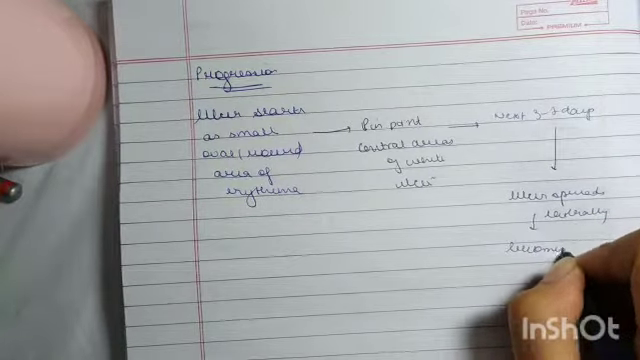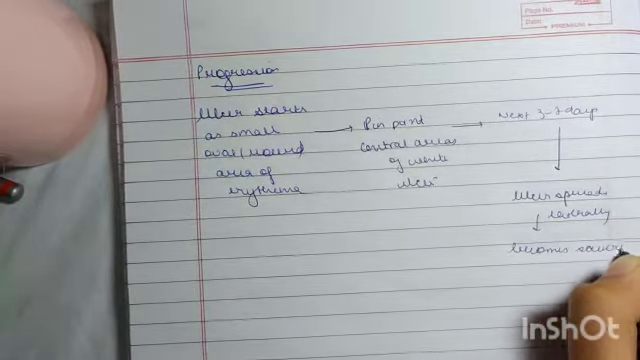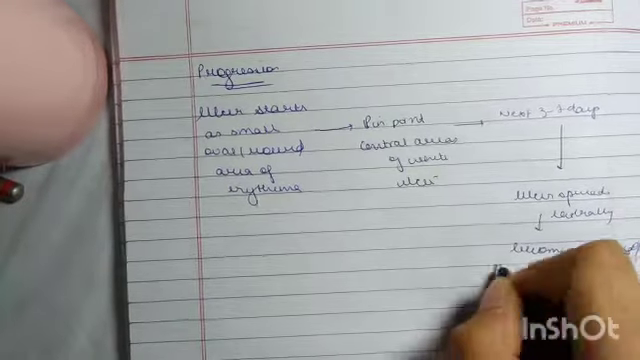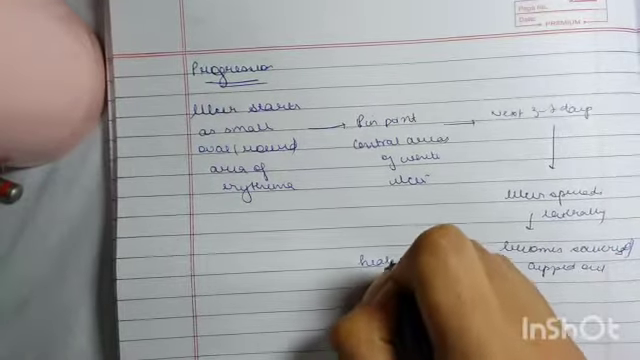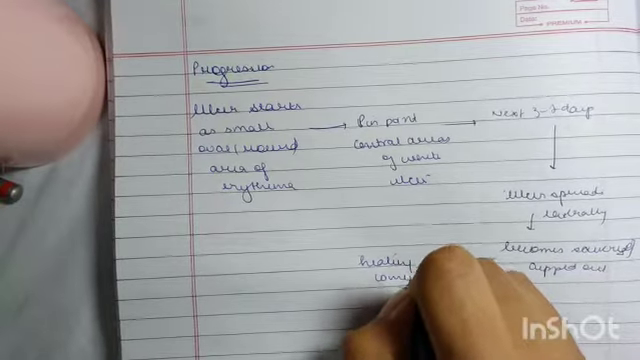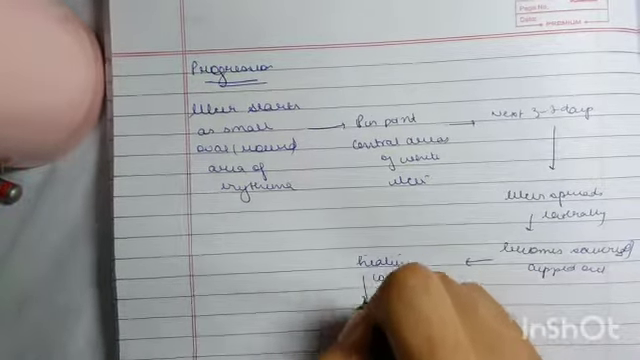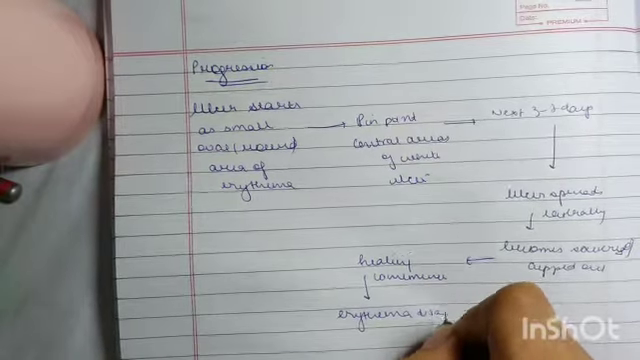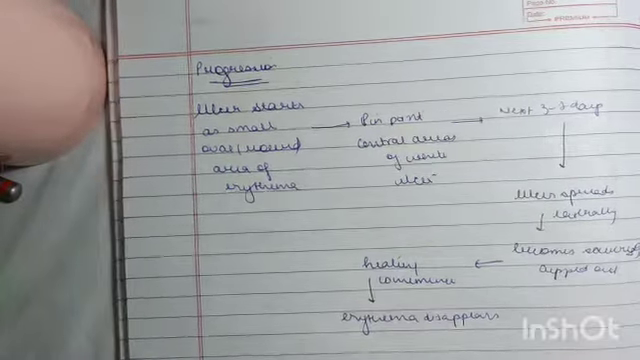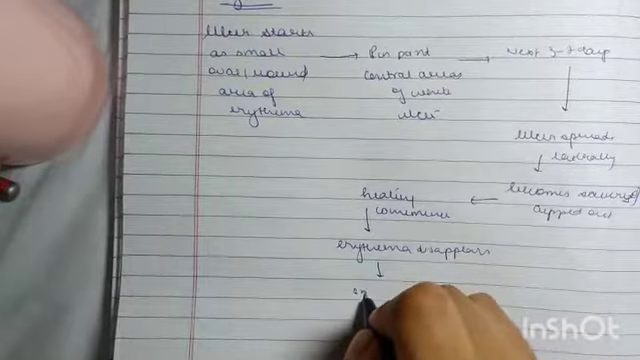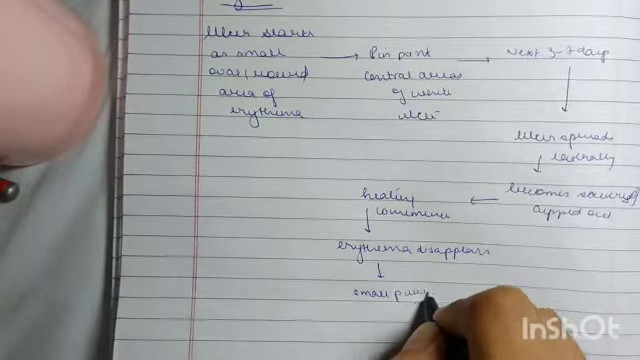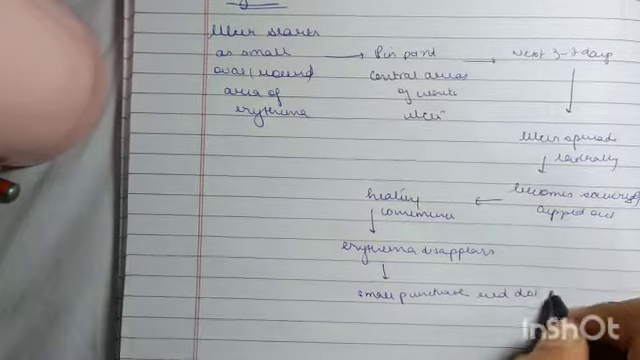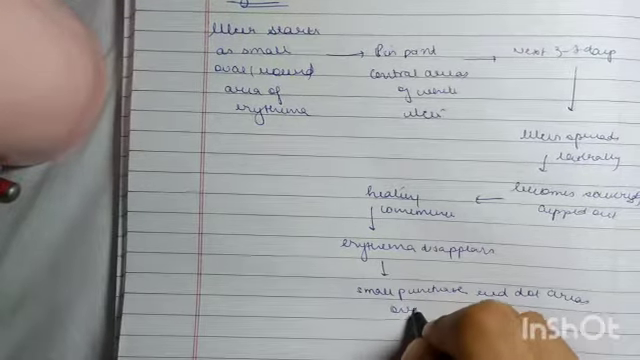It becomes saucerized or cupped out. When healing commences, erythema diminishes or disappears. Small, punctate red dot areas appear over the ulcer bed.